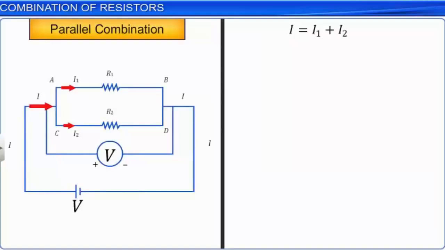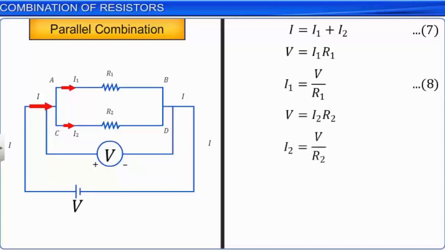Let this be equation 7. Applying Ohm's law across R1 and R2 individually, we can write V is equal to I1 into R1 and I1 is equal to V by R1. Let this be equation 8. Voltage V applied across the two resistors is the same as they are connected parallel to the same battery. Therefore, we can write V is equal to I2 R2 and I2 is equal to V by R2. Let this be equation 9.